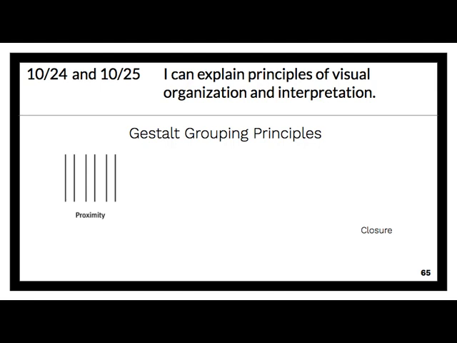So I could explain proximity in here because you're sitting at a table. Because you're sitting at a table, that's proximity. That's how I'm grouping you together.